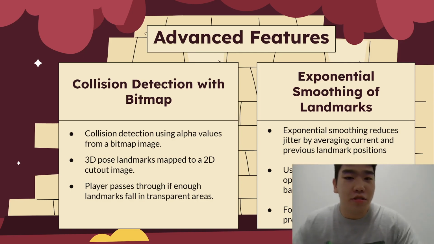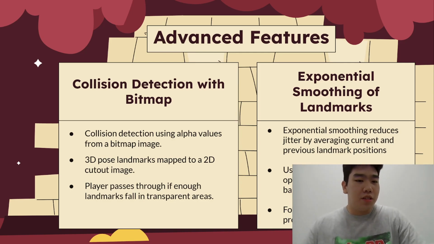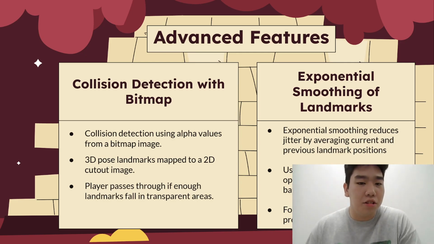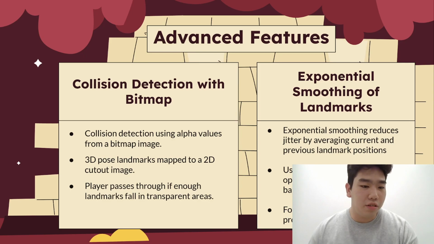Thanks, Wei-Ren. So now we'll be talking about some of the advanced features my team has implemented. The first feature we'll talk about is collision detection with bitmap. How it works is we are using alpha values from a bitmap image, where 3D pose images are mapped to a 2D cutout image. The player's success is determined by whether enough landmarks fall within the transparent areas.